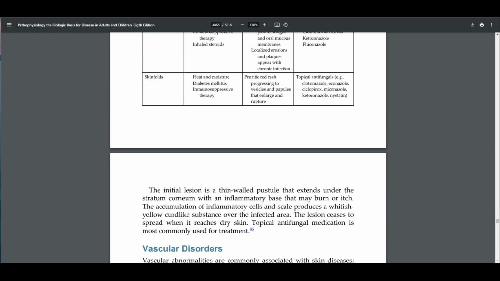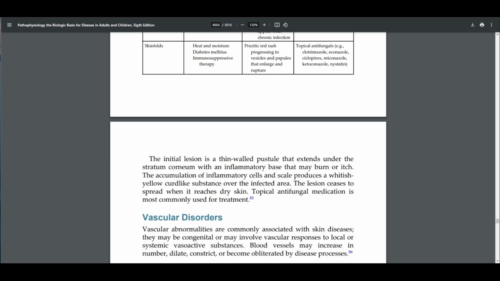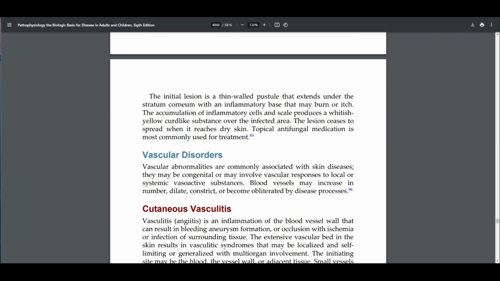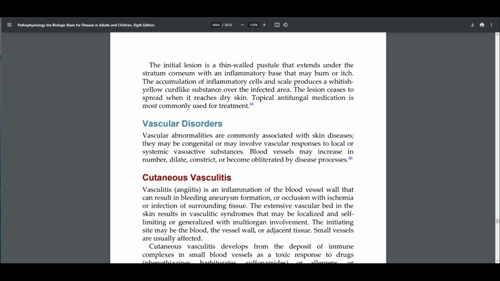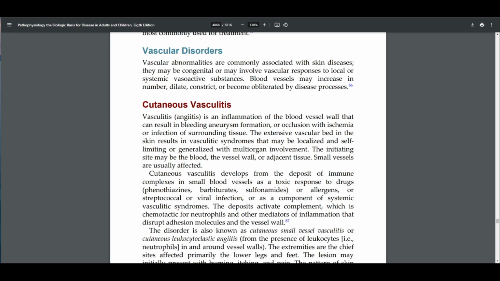The initial lesion is a thin-walled pustule that extends under the stratum corneum with an inflammatory base that may burn or itch. The accumulation of inflammatory cells and scale produces a whitish yellow curd-like substance over the infected area. The lesion ceases to spread when it reaches dry skin. Topical antifungal medication is most commonly used for treatment.